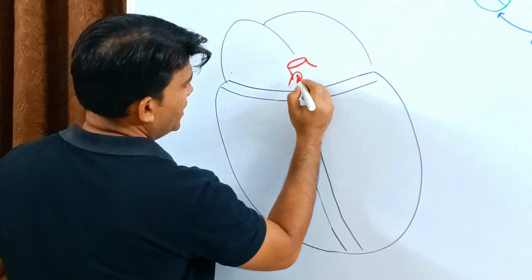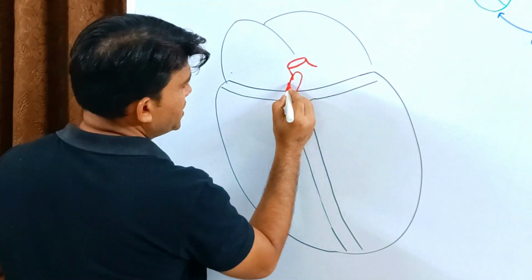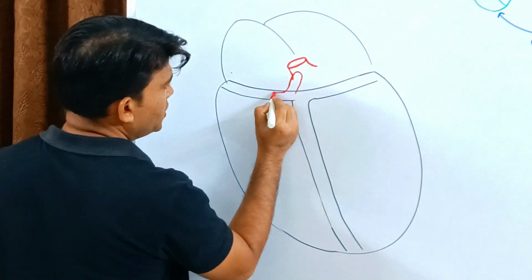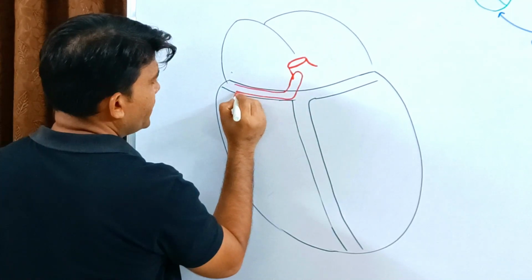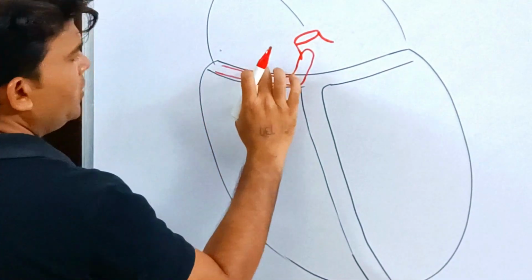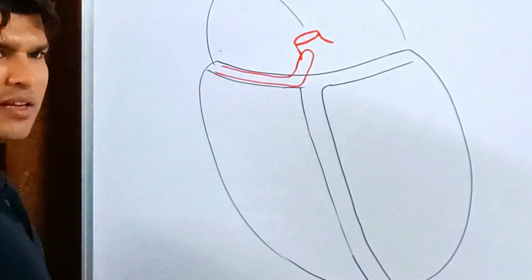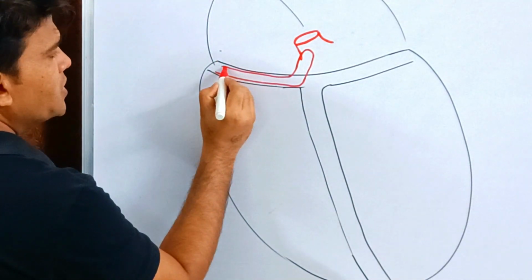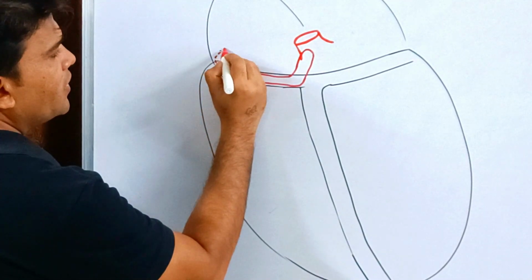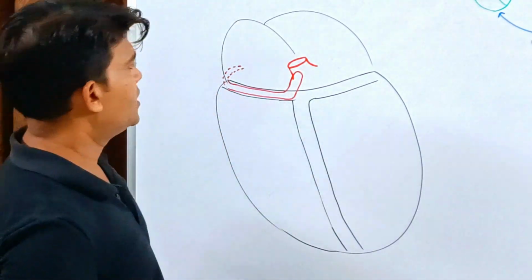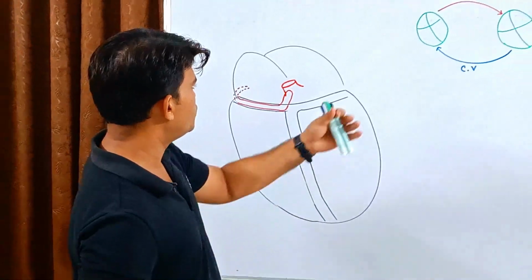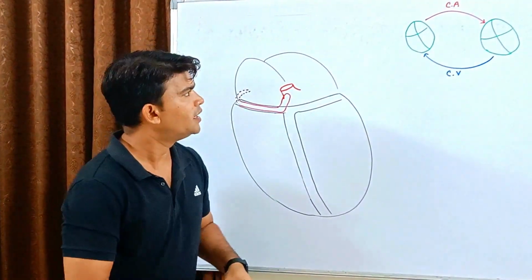Right coronary artery. The right coronary artery runs straight towards the right side of the heart in between the atrioventricular sulcus, and travels backward. So I think I should draw another diagram demonstrating the posterior aspect of the heart, right? Let me draw.